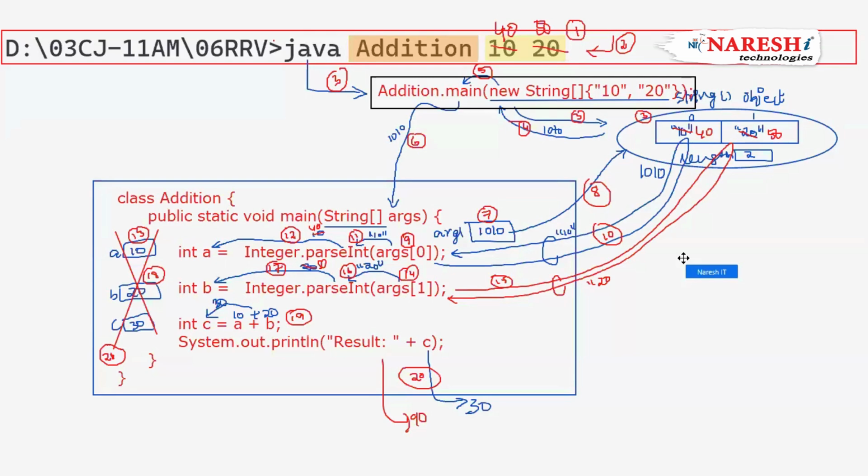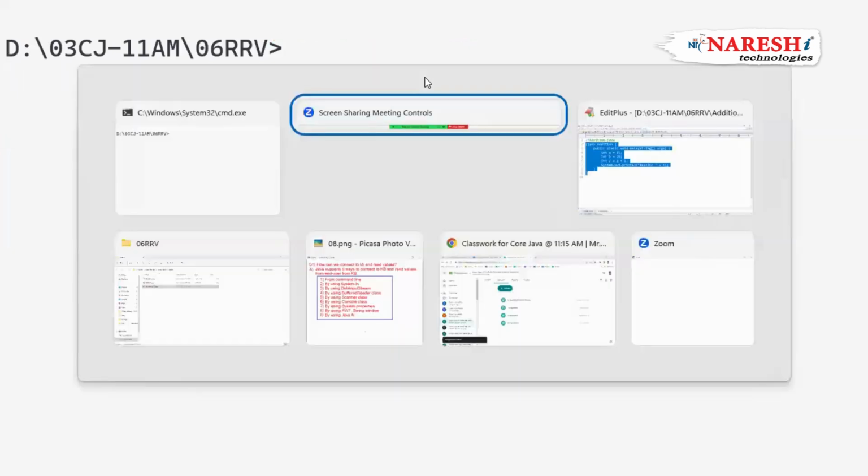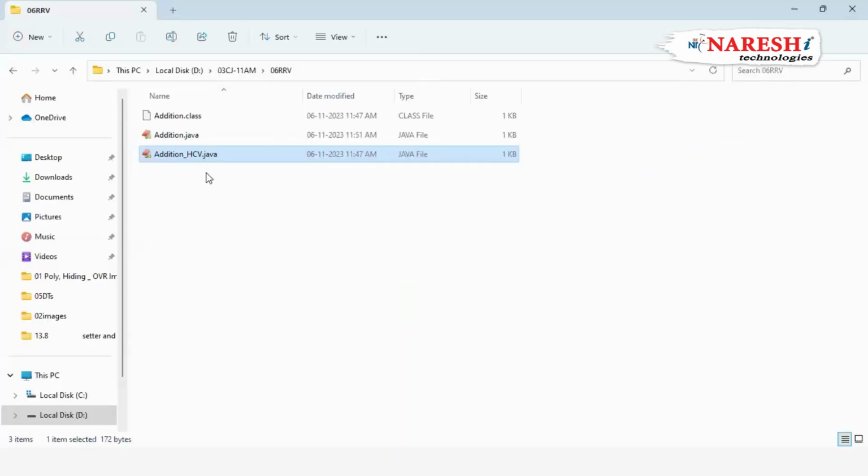Okay, shall I type this program? Completed, everyone, written? Now the program should accept the two values 10 and 20. It's not accepting. We have to rewrite this program.